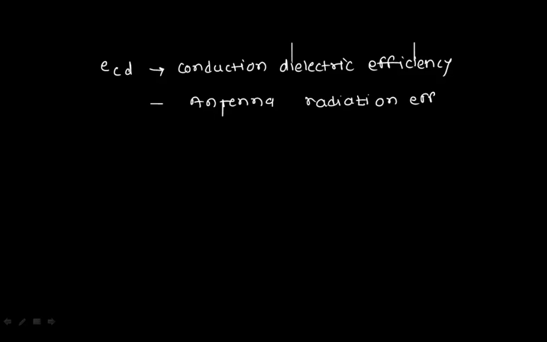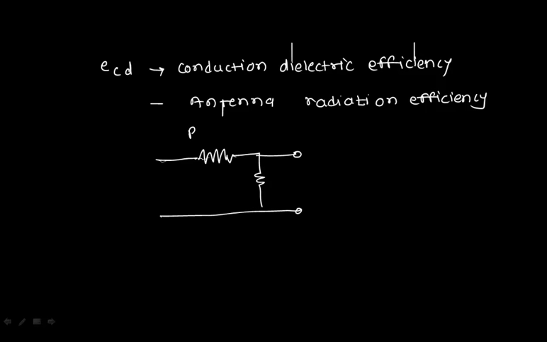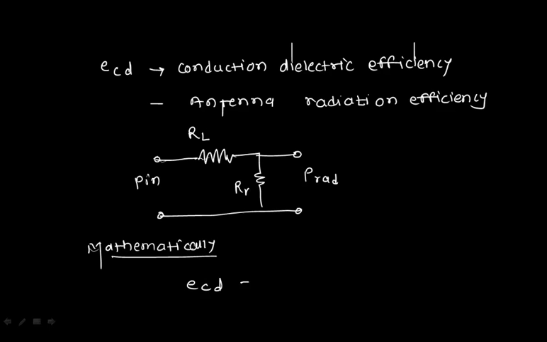So how can you calculate this antenna radiation efficiency? If you observe that circuit, whatever power goes here, this will be RL, this will be RR, and this will be P radiated, and this will be the P in which I am giving to this circuit. So ECD, mathematically, if I try to calculate this ECD, this will be P radiated divided by P in.